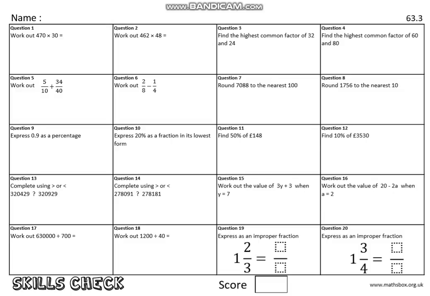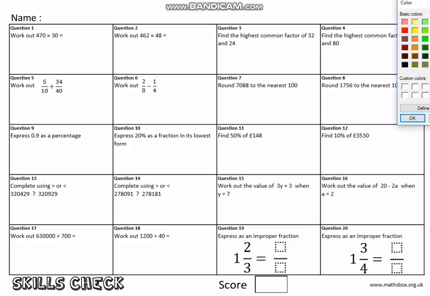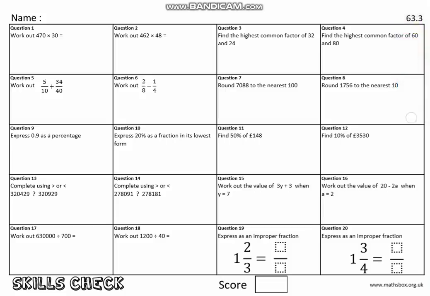Okay, so for the first question, it asks us to do 470 times 30. So we're going to do that like this, like we always do. Okay, so we've got 470 and we've got 30. We're going to do 0 times 0 is 0, 0 times 7 is 0, and 0 times 4 is 0. So that was good. Now we're putting a 0 in the next one because we're in the tens column, so we need to fill in that one.